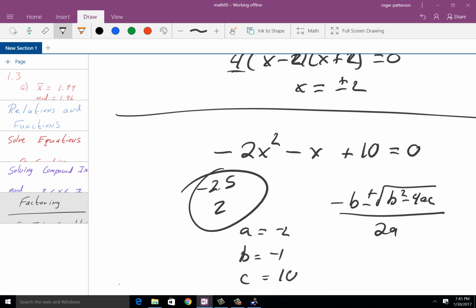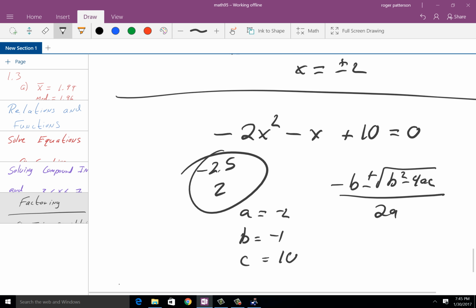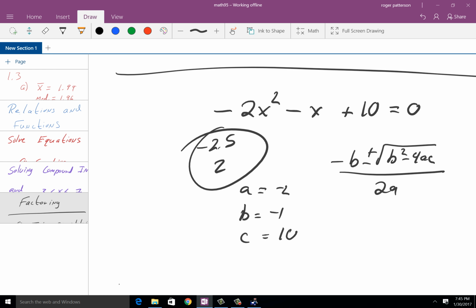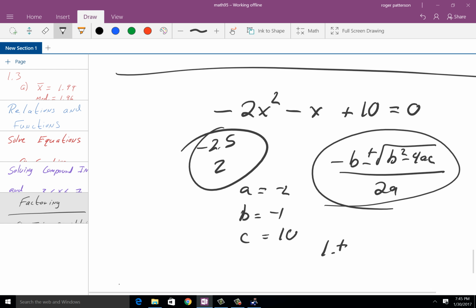Okay, so if you wanted to use the quadratic formula, you could, right? There's your quadratic formula right there if you remember it. I don't know how much you were drilled on it. And then A, B, C, and then you just plug it into the formula, right? So negative 1, so it'd be 1 plus or minus the square root. 1 squared is 1.